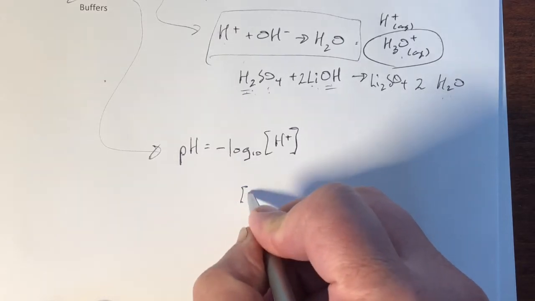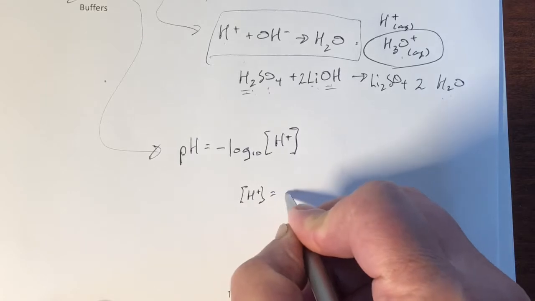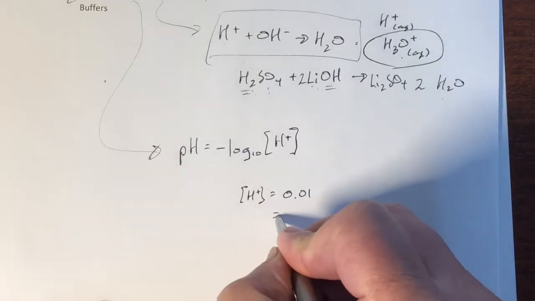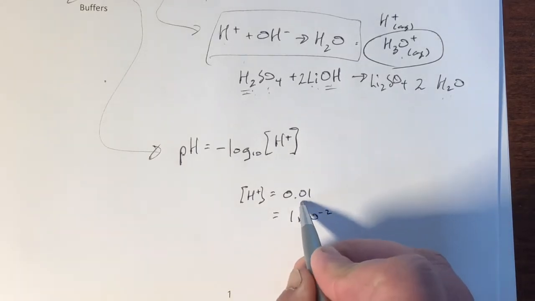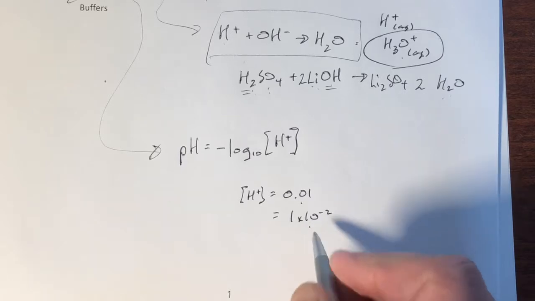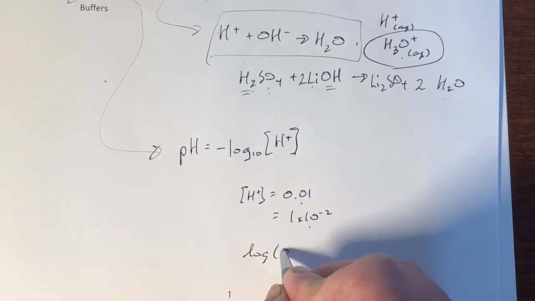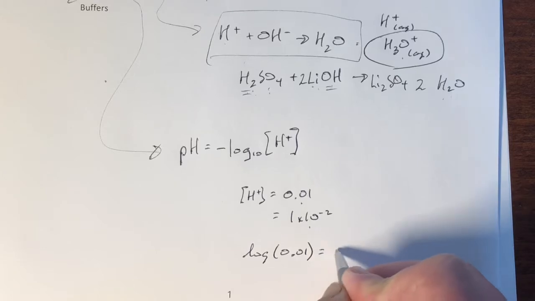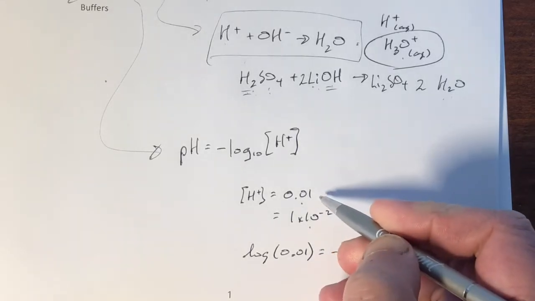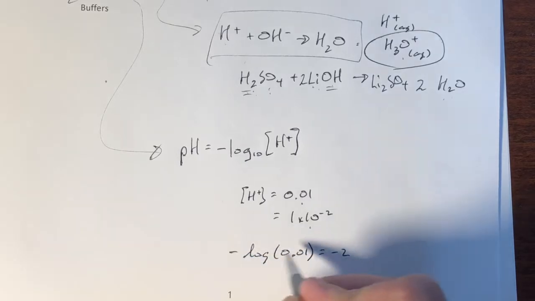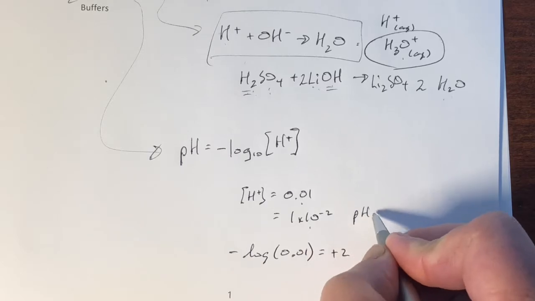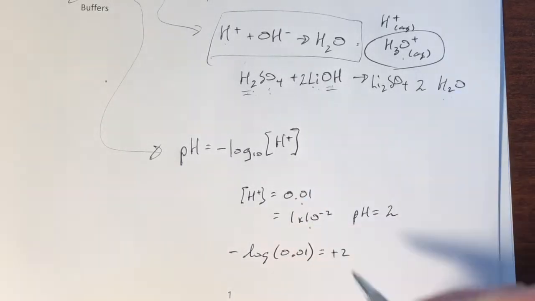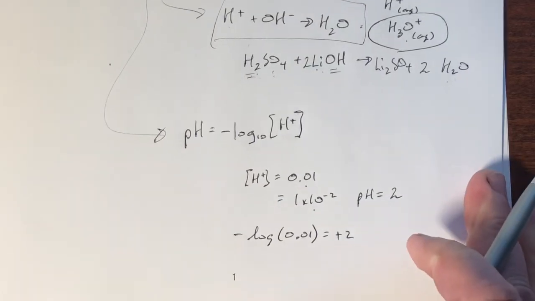So for example, if we said the concentration of H+ equals 0.01, that could be rewritten as 1 times 10 to the minus 2. If I took the log of this number or this number, they're the same thing, I would get negative 2. So if I had an H+ concentration of 0.01, I'd have the negative there, I'd have a plus 2. So the pH here would be 2. So whatever it is you need to do on your calculator, make sure you can manipulate things around to get that.